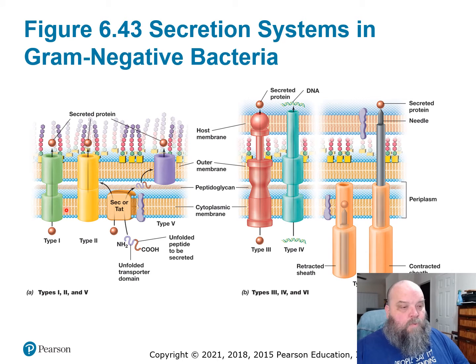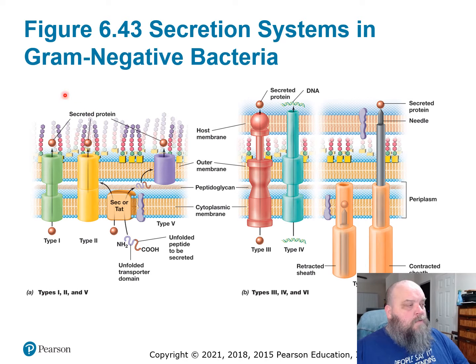Type 2, type 1, type 5, type 3, 4, different types of type 6. Notice though, what is it? Type 5 here only spans the outer membrane. The rest of them, 1, 2, 3, 4, and 6, all span cytoplasmic, periplasmic, and outer membrane.